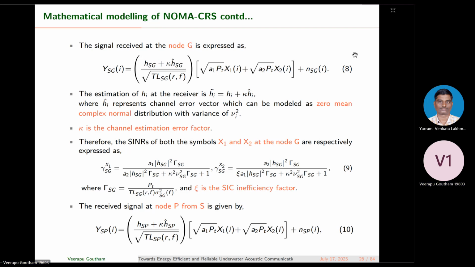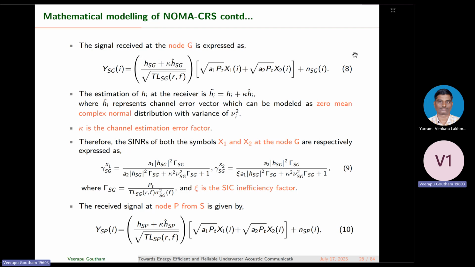So here h is the channel coefficient from the source to the good node, the strong near node. And there are some imperfections: if we are unable to find the channel state information exactly, that is, imperfect channel state information, then some extra channel error information comes in. Then this is the transmission model, the signal received at node G. The estimation of h at the receiver is this one.